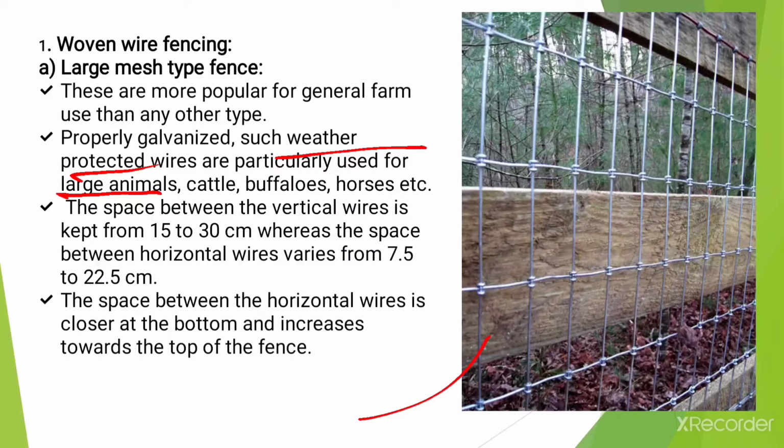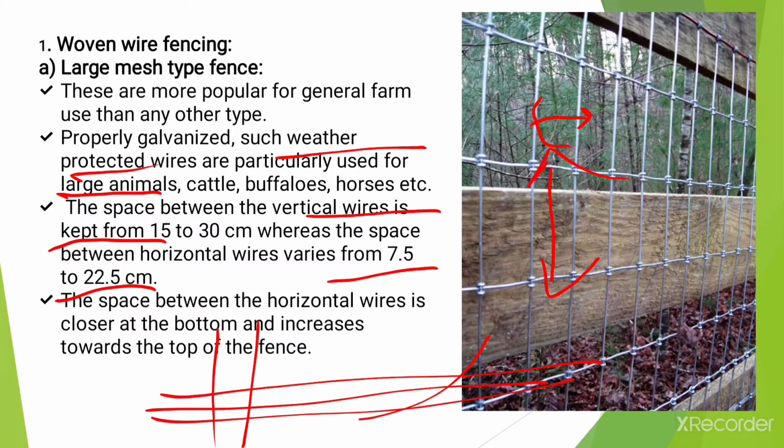Then the space between the vertical wires is kept at 15 to 30 centimeters, whereas the space between the horizontal wires varies from 7.5 to 22.5 centimeters. The space between the horizontal wires is closer at the bottom and increases towards the top of the fence.